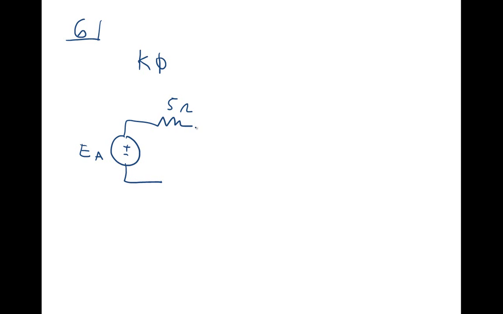And the prime mover rotates at a speed of 1370 RPM. So omega M is going to be 1,370 RPM times 2 pi divided by 60 to get it to radians per second. So we know the speed.